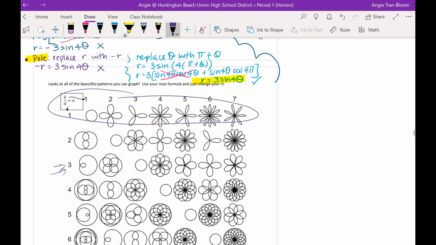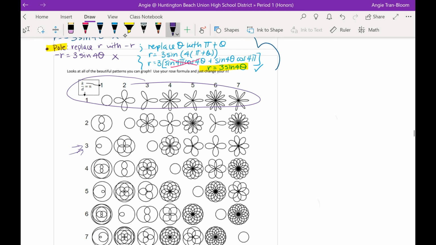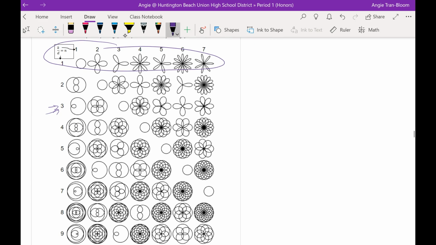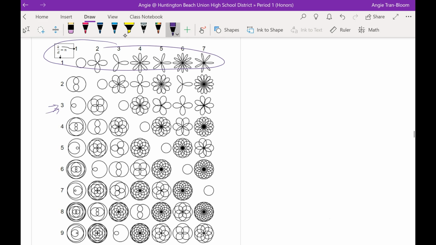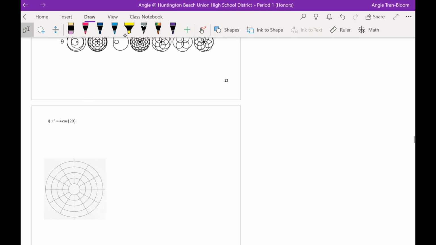So if you are bored in your other classes, you can take out your math notes and mess around. You can write like a hidden message. Flowers, yeah. Okay, we can't do that right now. Let's go do this.